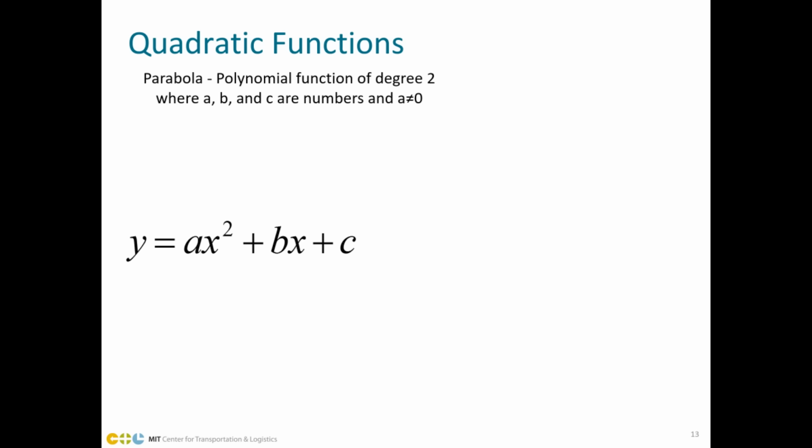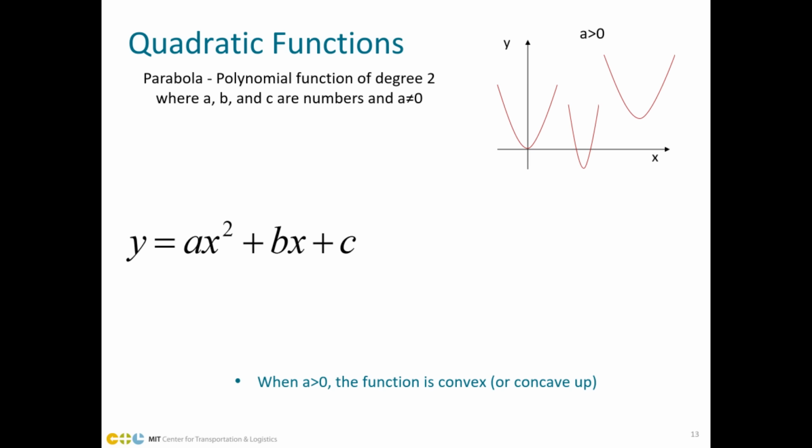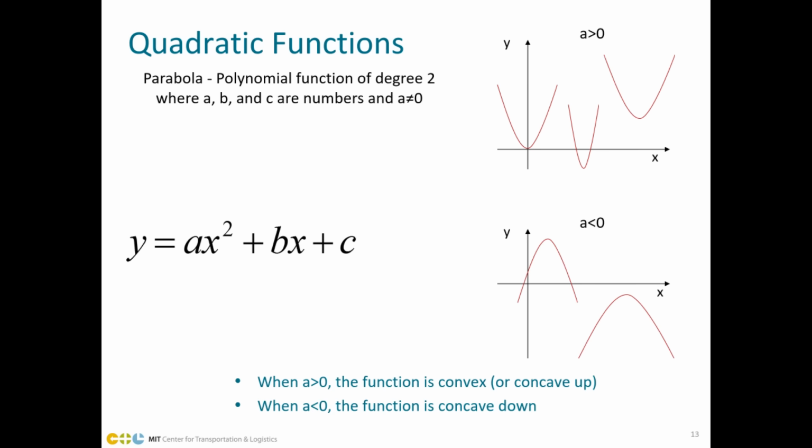So what does this look like? Well, it's going to essentially look like a U, either facing up or down. So I have something like this. When a is greater than 0, the function is known as being convex, and we'll talk more about that in a second. And if the a is less than 0, then it's an upside down U. So they'll take one of these two forms depending on the value of a.